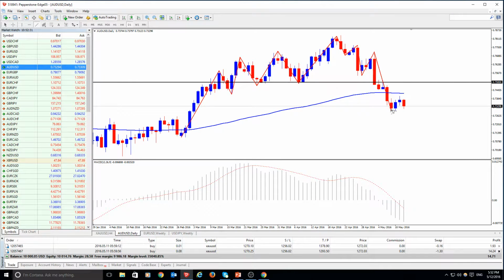We can probably take this one all the way down. Yep. So what we can see now is I'm going to change this to a bar chart to make it just a little bit easier to see.